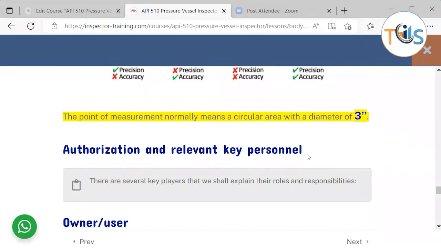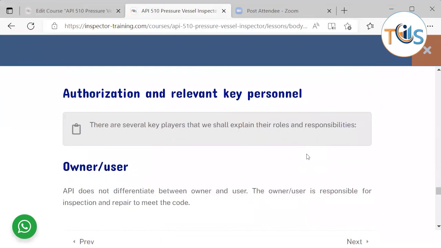Normally the point of measurement on a condition monitoring location, or CML, is a diameter of 3-inch maximum, a circular area, and you can take several measurements. Let's see the key players.